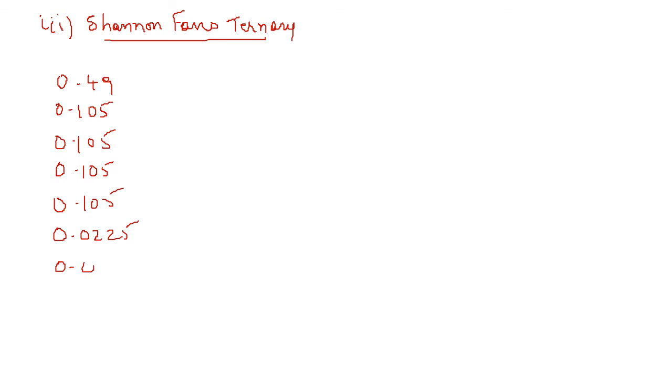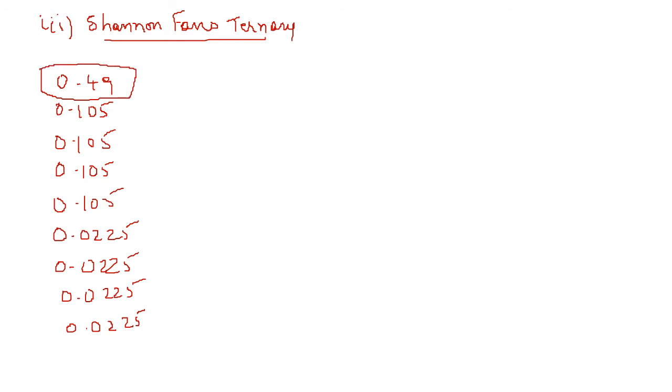So here the probability values are given as 0.49, then 0.105, 0.105, 0.105, 0.105, 0.0225, 0.0225, 0.0225, 0.0225. So we don't have a 0.33 approximate value.